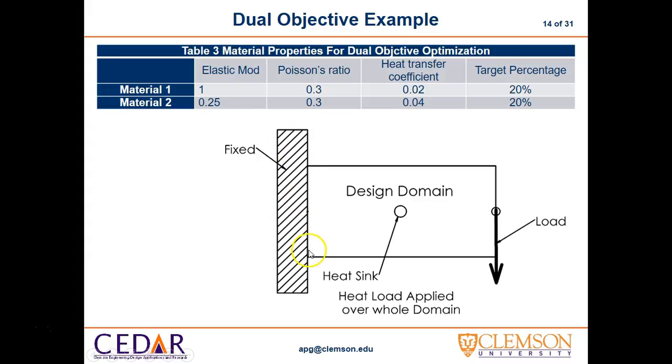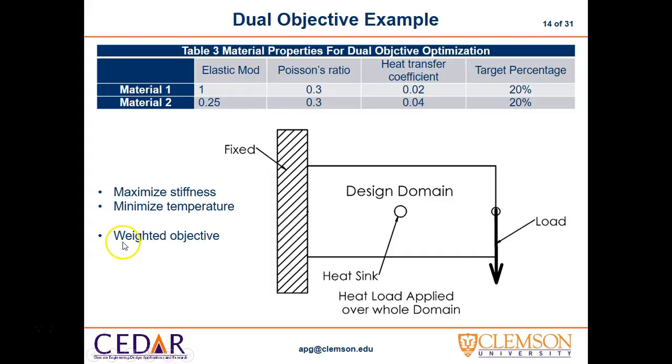On the left side of this domain, we have a fixed area, so this is like attached to a wall, and then there's a load off to the right. Then I'm applying a heat load everywhere in the domain. And there's a heat sink in the middle. So our goals are to maximize the stiffness of the structure and to minimize the temperature at the same time. It turns out the optimal designs for each one of those with these boundary conditions will be conflicting. So we want to see what the designs will look like with the conflicting design objectives.